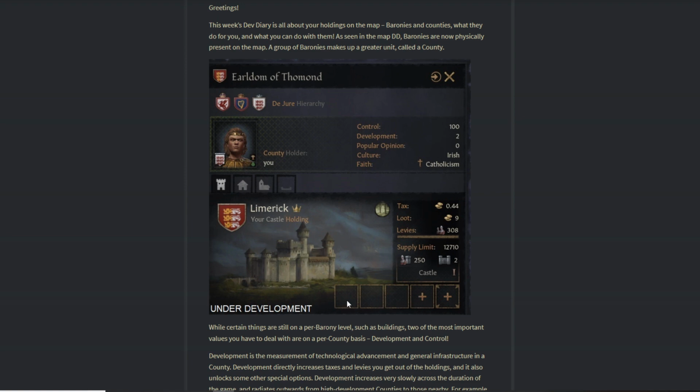What does concern me here is there's only a limited amount of building slots. We see 2 out of 5. That's very low. In Crusader Kings 2 we had, what, 12? Maybe more? And, yeah, it's quite a concern. The development and forward level we'll have to look into as the diaries come out.